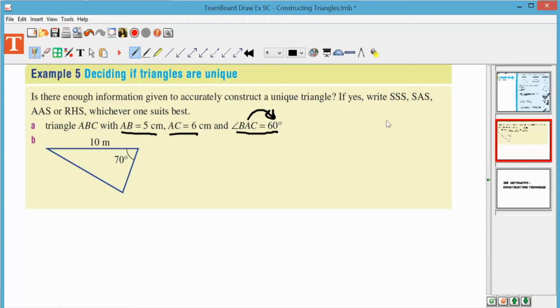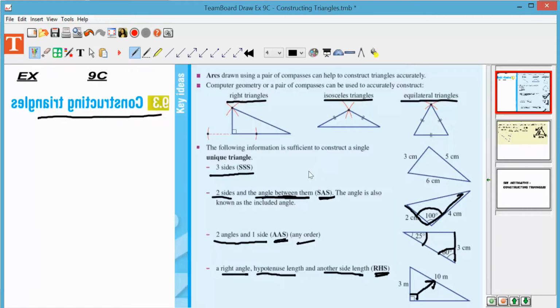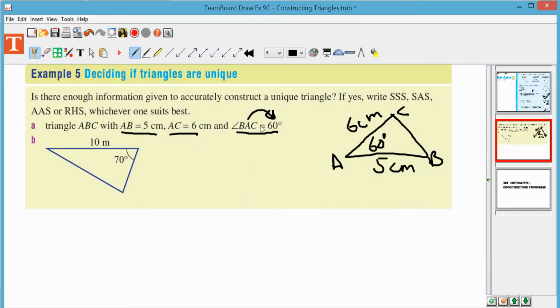So if we construct a triangle over here, and sometimes drawing a picture is the best way of doing it, A, B, and C. We know A to B is 5 centimeters, so that's 5 centimeters in here. We know A to C is 6 centimeters, so A to C here is 6 centimeters. And angle BAC, so the angle in here is 60 degrees. Okay, so we've got two sides and the angle between it. Two sides and the angle in between. So yes, we've got side, angle, side. So for this one, yes, we can.